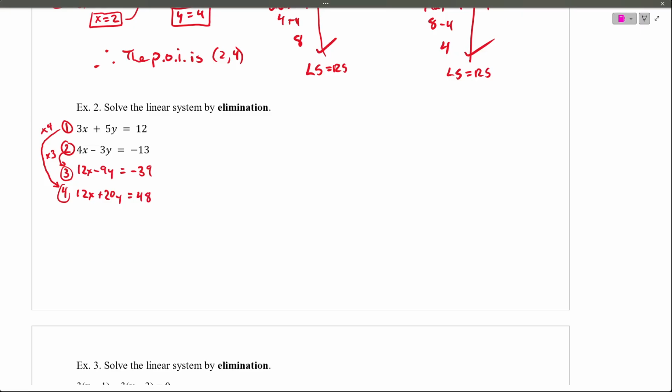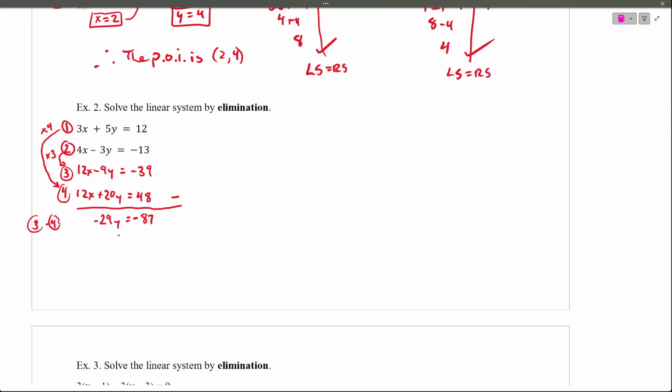48. Now we have to look at these two and say, all right, are we going to add or subtract? Well, they're the same sign, so we're going to subtract. So it's going to be equation 3 minus equation 4. 12x minus 12x, they just go away. Negative 9y minus 20y gives us negative 29y. And we have negative 39 minus 48. That's going to give us negative 87.